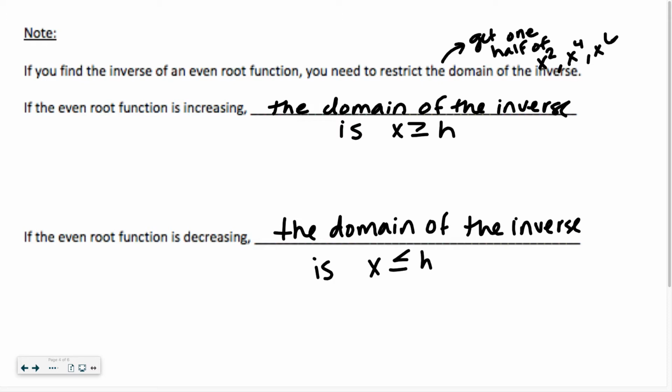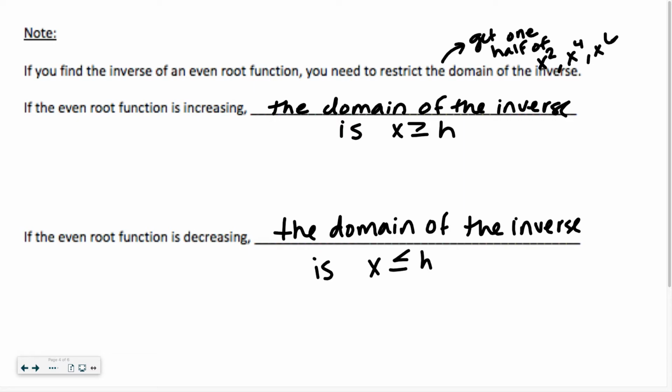So you'll do all the work to find the inverse, and if it was an even root, it'll come out to be a power function. Like it'll be x squared, x to the 4th, or x to the 6th. And then you only want one side of that, whether you want the right arm or the left arm depends on whether your function was increasing or decreasing originally.